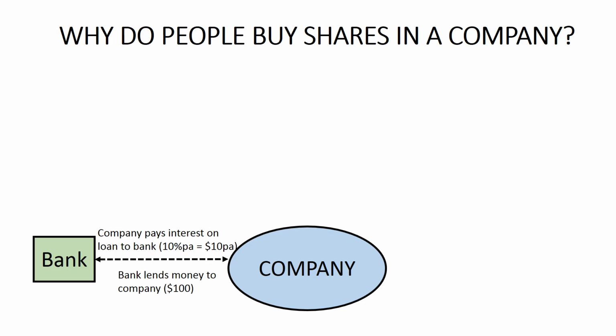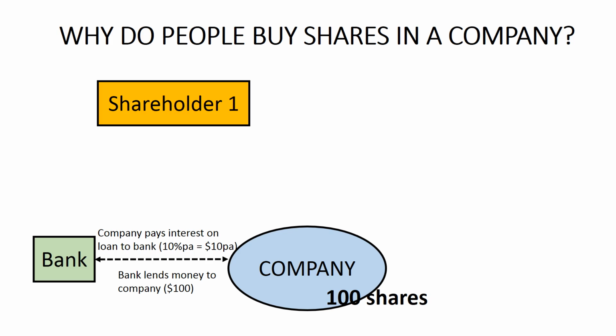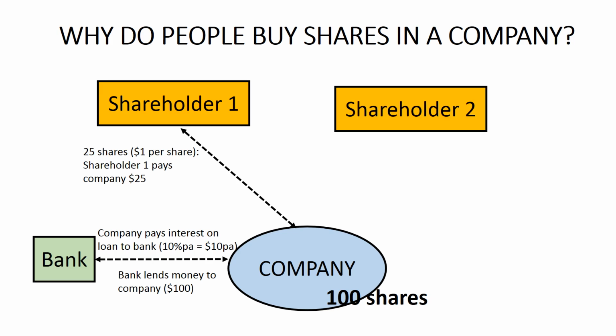Well, instead of borrowing money from the bank, the company could sell shares in itself to people who want to become shareholders, that is, owners of the company. So, for example, the company could sell 100 shares in itself for $1 per share. It might sell 25 shares to shareholder 1, who pays the company a total of $25 for those shares. And it might sell the remaining 75 shares to shareholder 2, who pays the company a total of $75 for those shares. This adds up to $100 being paid to the company.